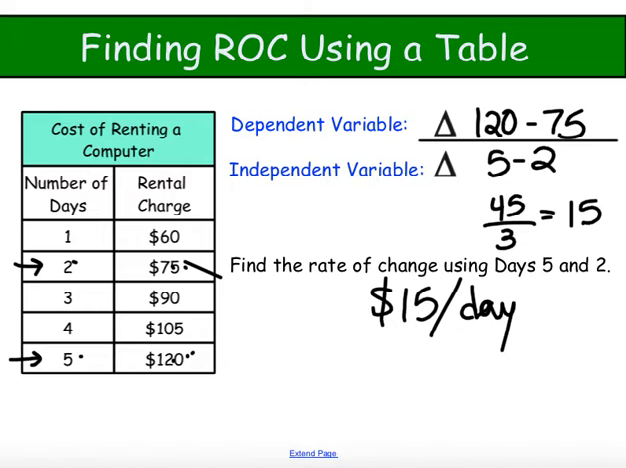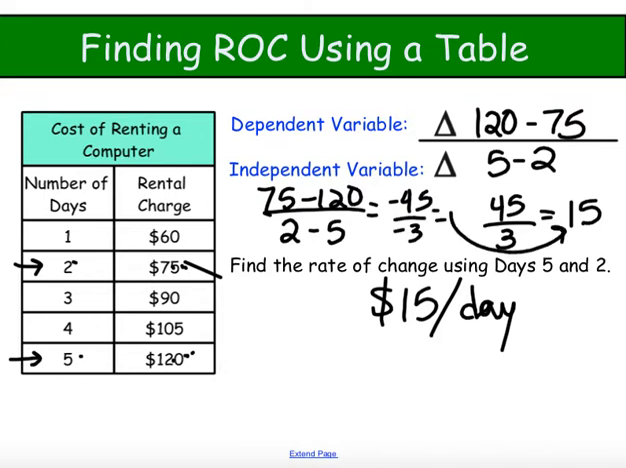Okay, so we find our rate of change by doing that change of y over change in x. Now, what if you said, I actually found the change of 75 minus 120? I did that. Well, that's fine. 75 to 120, we just have to keep the same pattern and do 2 minus 5, which ends up getting us a negative 45 over a negative 3, which still ends up to be the same over here because we take a negative divided by a negative.